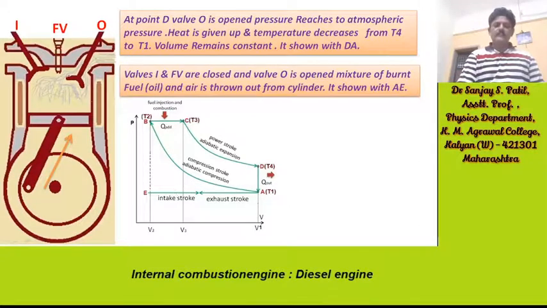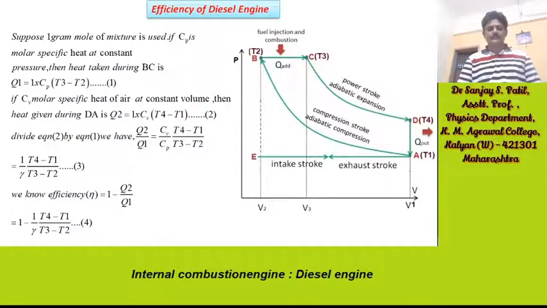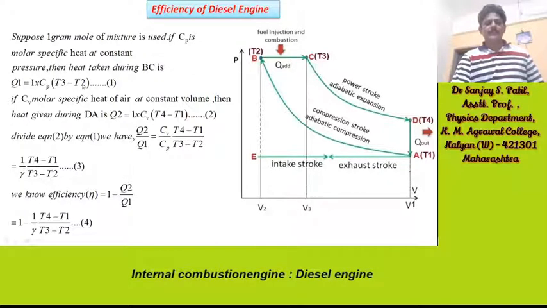Now we will see the efficiency of the diesel engine. Suppose 1 gram mole of mixture is used. If Cp is the molar specific heat at constant pressure, then the heat taken during BC in this diagram is Q1 = 1 × Cp × (T3 − T2). This is equation 1. If Cv is the molar specific heat of air at constant volume, then the heat given out during DA is Q2, which is equal to 1 × Cv × (T4 − T1). This is equation 2.